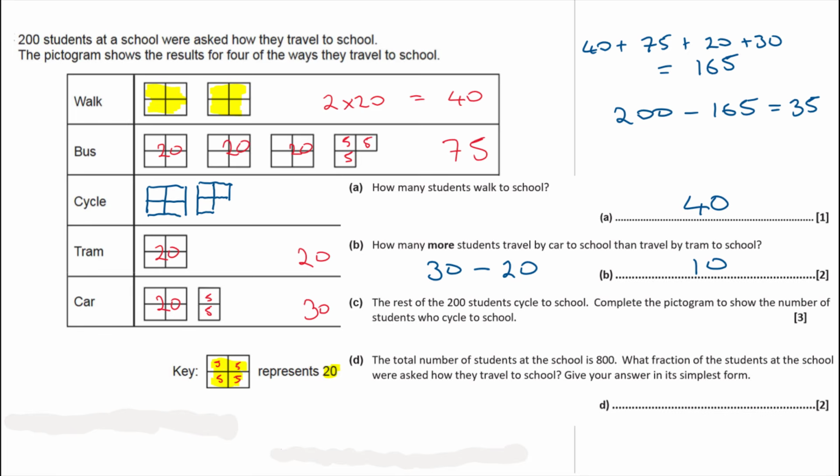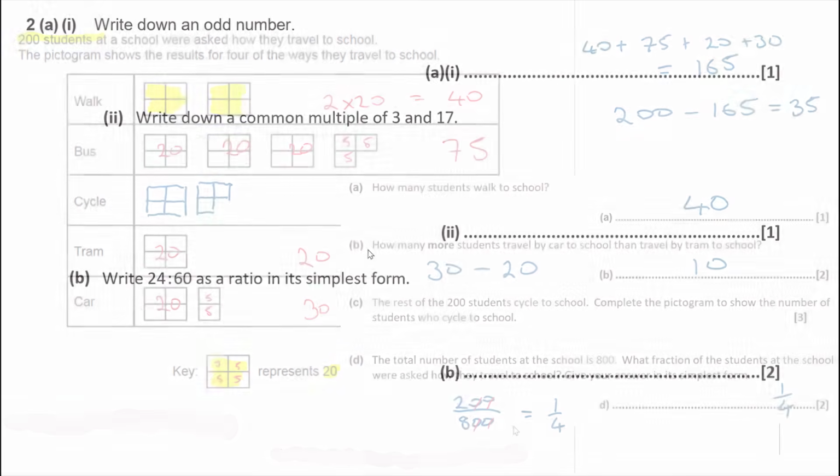Give your answer in its simplest form. Okay, well, there were 200 people, weren't they? 200 students that were asked, tells us in the question. And if there are 800 altogether, then that is 200 out of 800. Okay, I'm just going to get rid of those zeros and cancel those out. So that's the same thing as 2 over 8. And dividing both of those by 2, you can see that's going to be the same as 1/4 then, isn't it? So 1/4 of students were asked.